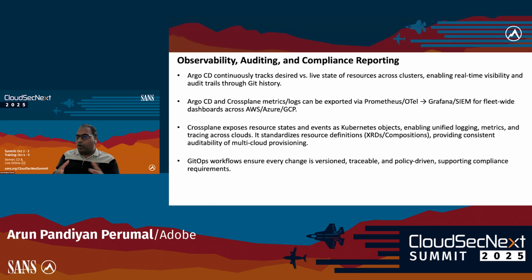So how are observability, auditing, and compliance reporting achieved in this architecture? Argo CD continuously tracks the desired versus live state, and it enables real-time visibility. It also provides audit trails through Git history. So with the Git history, we can determine when the code was updated, and whether what we have in Git is reflecting on the target environment or not.